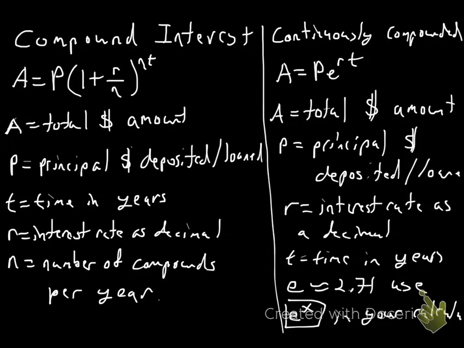r is the interest rate as a decimal, or maybe it's a decay constant or a growth constant. So that information will be given to you, or maybe you have to solve for it. t is in years, and then remember e is 2.71, but don't use 2.71 when you're doing the calculations. Use your calculator's e to the x button. Usually it's e to the x, and it's next to your ln button.